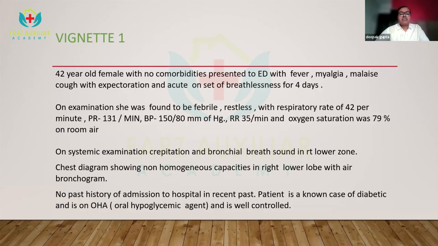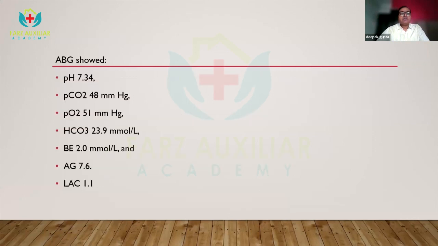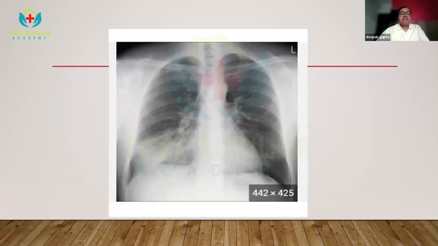There is no past history of admission to the hospital. The patient is a known case of diabetes, is on OHAs and is well controlled. This is the ABG we got: pH is 7.34, PCO2 is 48, PO2 is 51, bicarb is 23, base excess 2, with anion gap of 7.6, and lactate is okay, that is 1.1. This is the X-ray which was done for the patient. The X-ray has already been described in the case itself. Right lower zone haziness is there, with cough and expectoration.